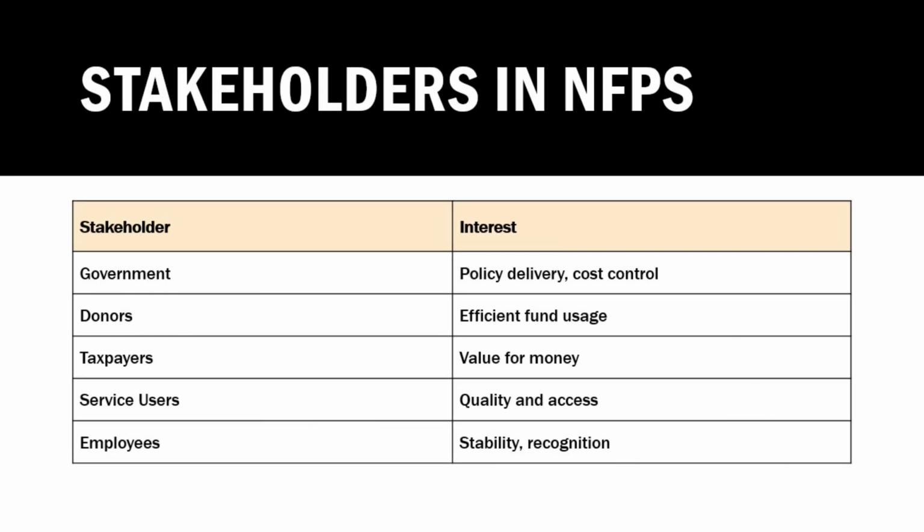Stakeholders in not-for-profit organizations have different expectations. Governments care about policy delivery and cost control. Taxpayers want transparency and fair use of funds. Donors expect efficiency and integrity. Employees want stability and growth. Beneficiaries expect accessible and high-quality services.